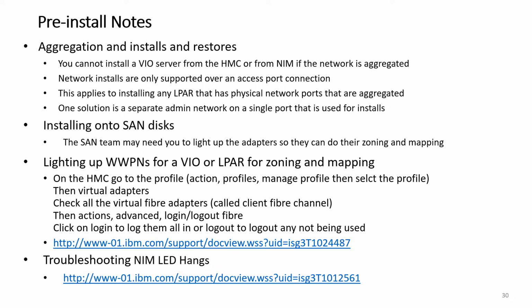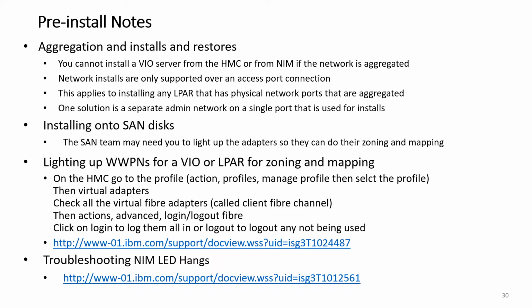Now, when you're doing an install, there's a few things that you need to be aware of. Typically, you can't install a VIO server from an HMC or from NIM if the network is aggregated. And by the way, that applies to any LPAR that is using aggregation. Now, there's a couple of ways around it. There is a way when you do the SMS boot where you can try and tell it that it's using an aggregated link. That may or may not work.